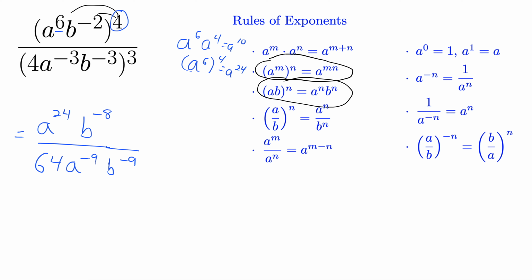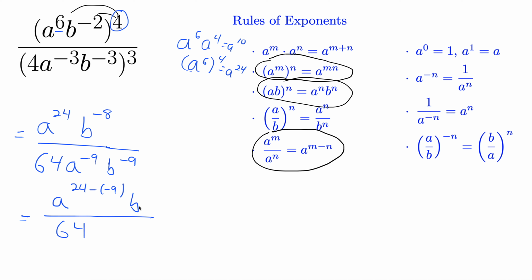Now I'm going to use this property here: a to the m over a to the n equals a to the m minus n. So we subtract top from bottom, essentially. Okay, so the 64 is just going to hang out in the denominator. Right, 64 is perfectly happy down there. We have a to the 24 minus a negative 9, b to the negative 8 minus a negative 9.